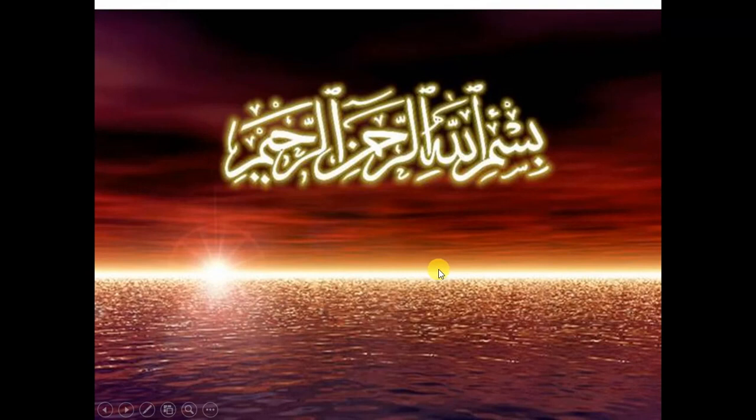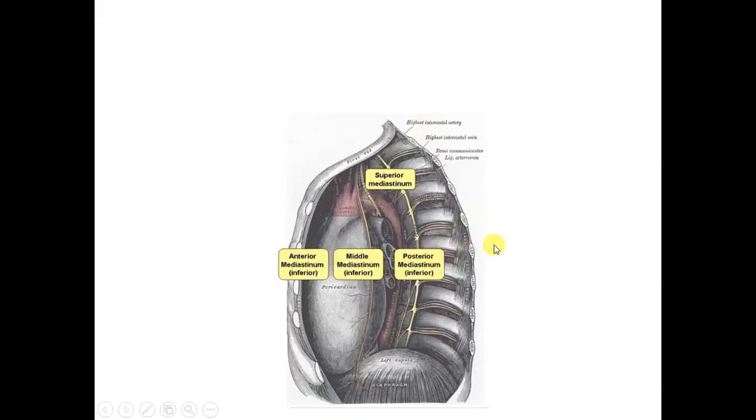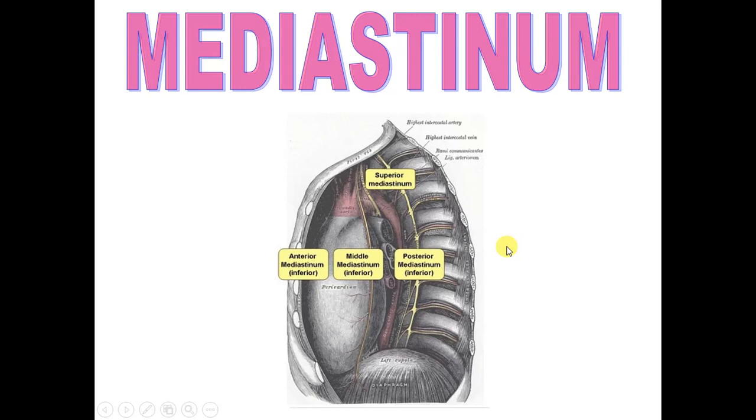I am Dr. Mudassir Shabazz, Associate Professor, Sahara Medical College, Narowal, and today we are going to discuss the mediastinum. As you can see, it consists of two words, media and stinum. In the Latin word, it means middle septum, but here we can understand that it's a space in the median plane between the two lungs behind the sternum.